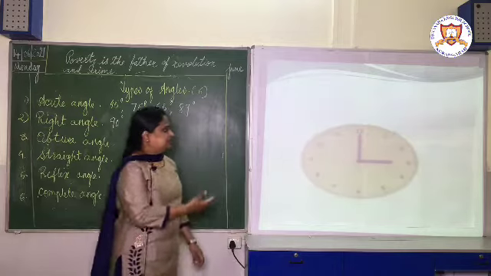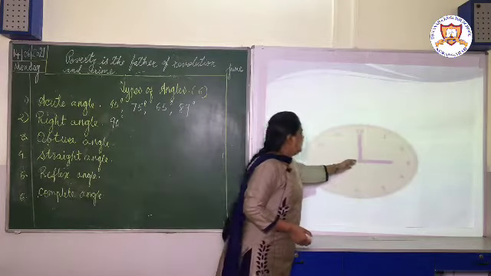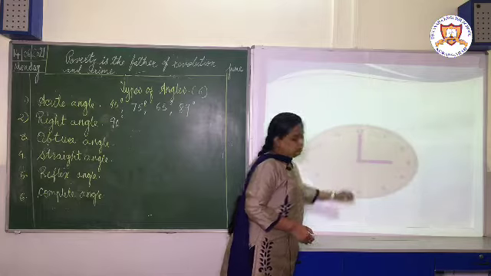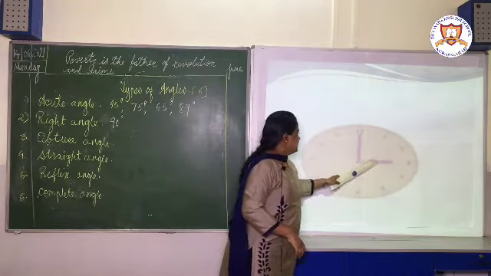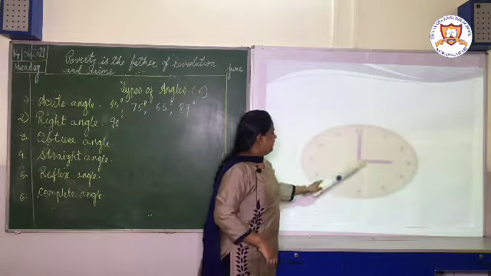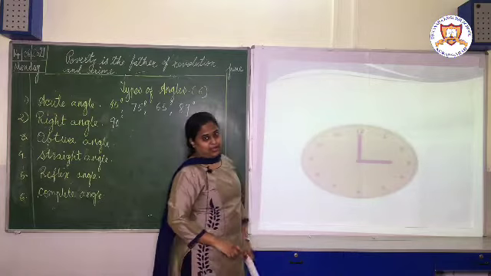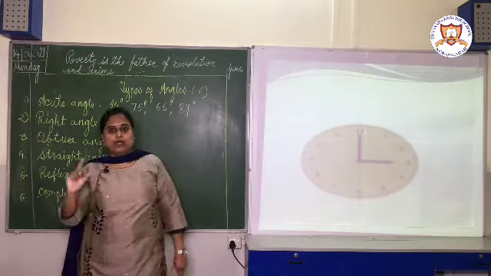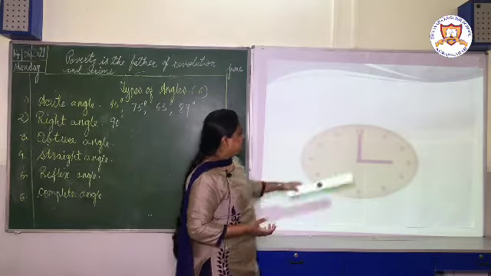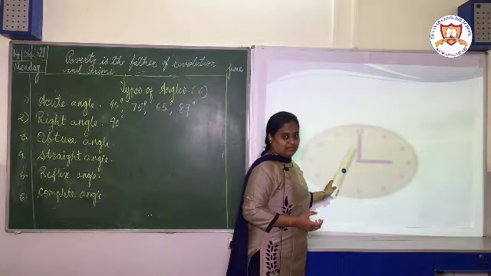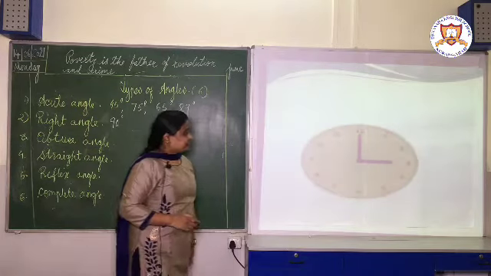Now see the third one. Again the clock came. Here we can see 3 o'clock. Okay, between this, these are the two hands of a clock. Between these two hands of a clock, we can see exactly a 90 degree angle. Means here one turn is complete, one fourth revolution, we can see here. Correct. So here also we can see the 90 degree angle.